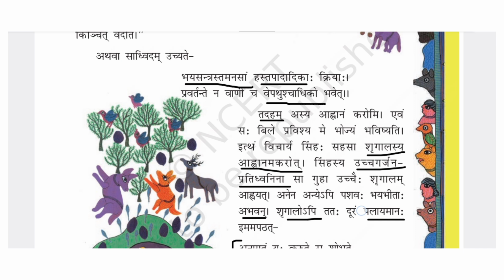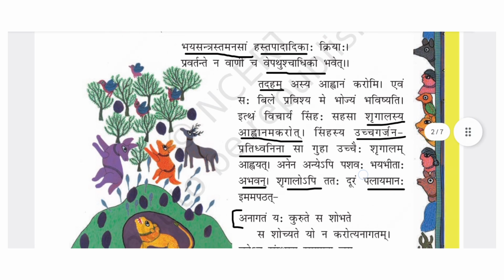So what it is thinking is, the actions of the hand, feet and speech of people frightened by fear are not performed properly. It is thinking of itself to be more powerful. Then the lion says, tatham asya ahvanam karomi, evam sah bile pravishya me bhojyam bhavishyati. The lion thinks, I will call it in this way, that jackal will enter the cave and will become my food.